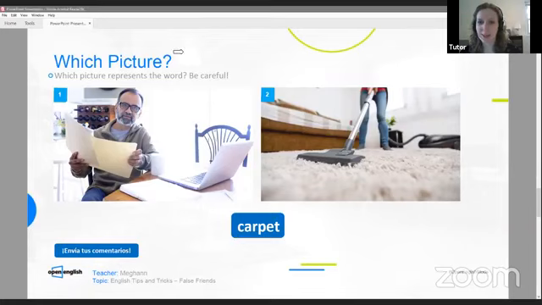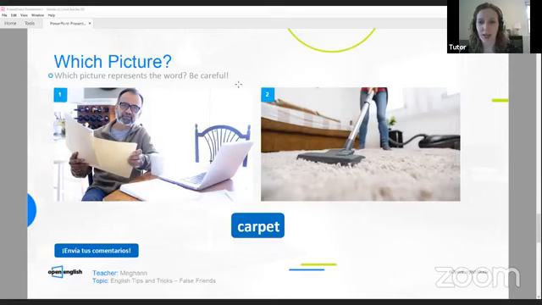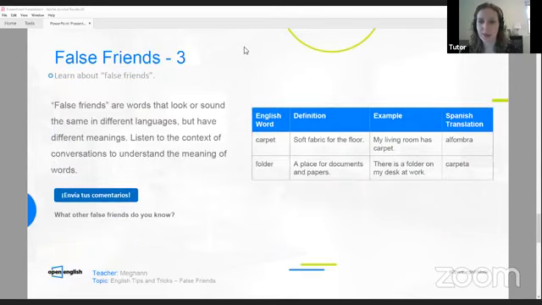Excellent. Okay, so let's verify. Let's check the correct answer. Good, you are all correct. The English word carpet is not carpeta. This is a false friend. The English word carpet means soft fabric for the floor. For example, my living room has carpet, and this is alfombra in Español.